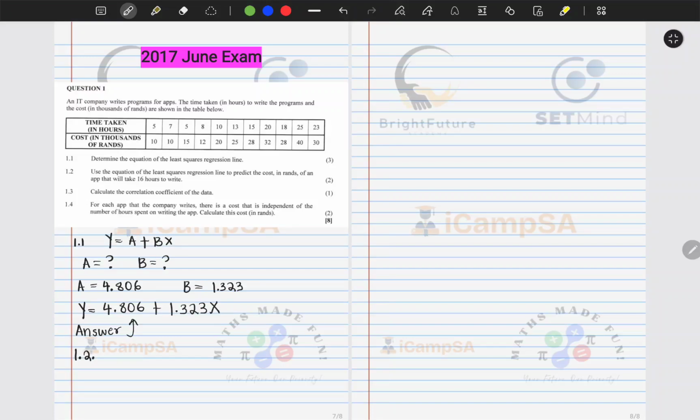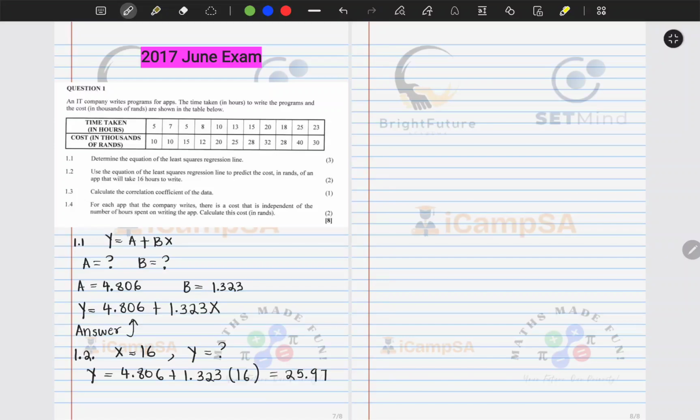Use the equation of the least squares regression line to predict the cost in rands of an app that will take 16 hours. So essentially what we are told here is that we have x equals 16 and we want to figure out what is y. So I'm going to use the equation y equals 4.806 plus 1.323 into 16. Let's quickly punch it into my calculator: 4.806 plus 1.323 times 16.